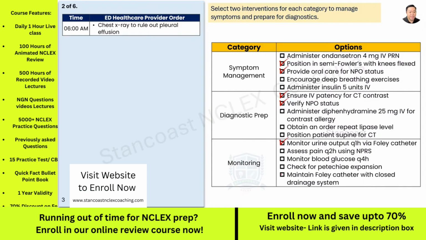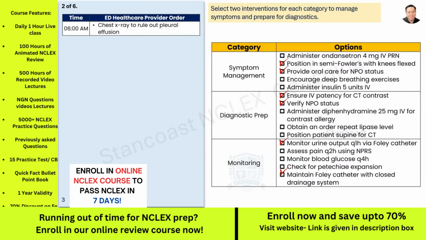The other one is to maintain Foley catheter with closed drainage system. This is very important to reduce the risk of catheter-associated infections or CAUTI. And this also helps ensure that we are accurately measuring the urine output. If there's any break in the system, this can also compromise the sterility and integrity of our closed system. So make sure that we're not pulling any parts of the tube apart. Now, what else do we need to consider as incorrect options?